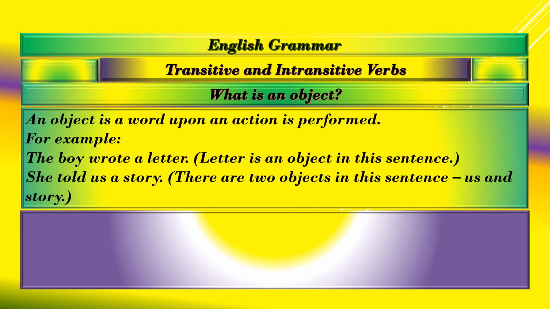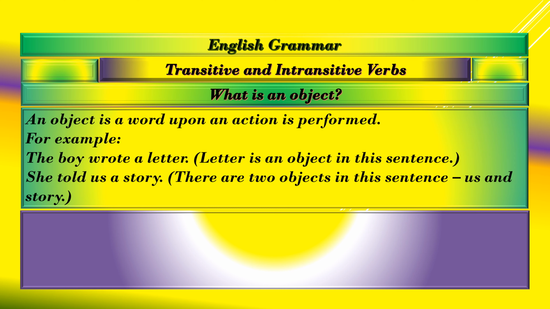But before discussing transitive and intransitive verbs, it's also important to know what an object is. An object is a word upon which an action is performed. It is also the recipient of an action. For example, the boy wrote a letter. Here, letter is an object in this sentence.